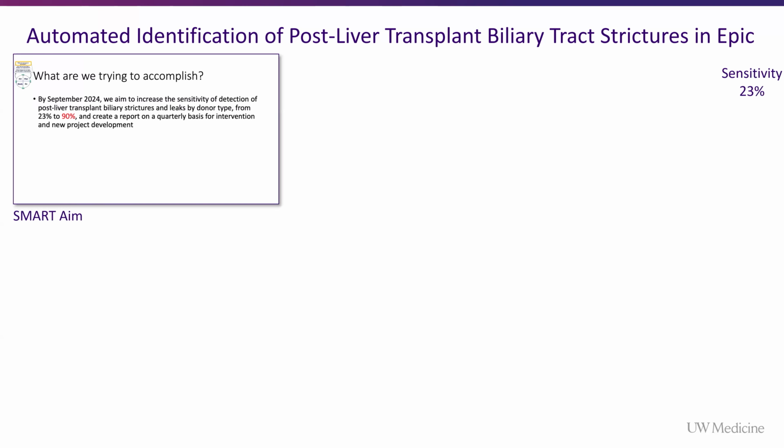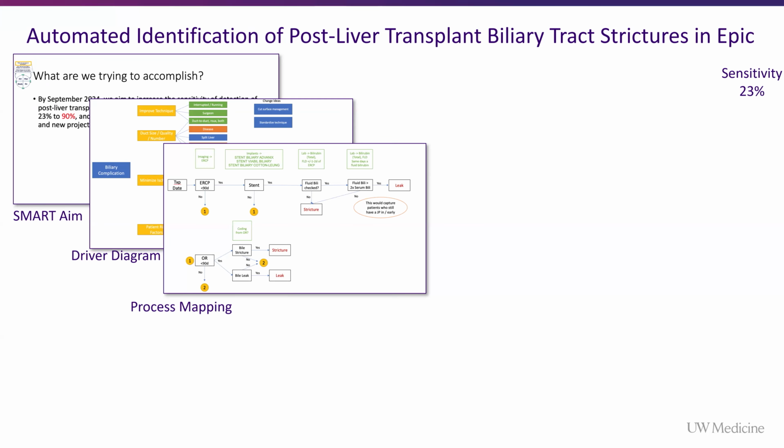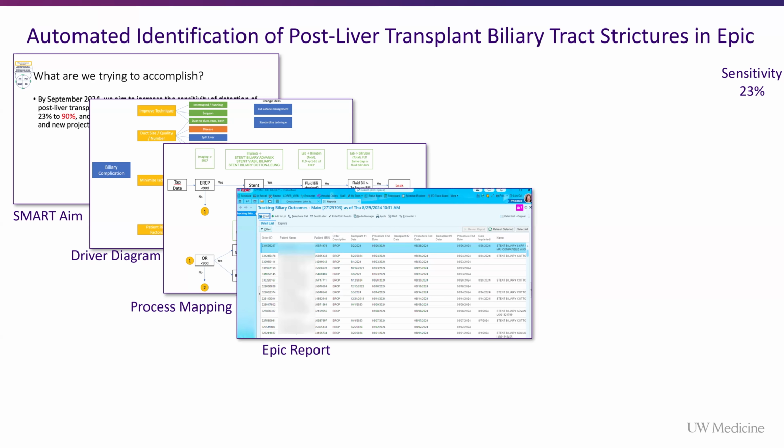So I worked on first my SMART aim and sort of did some data diving to see where we were, and then thought about different contributors to biliary complications, created a driver diagram, spent a lot of time in process mapping, thinking about how to identify folks in EPIC who've had a transplant, who've had biliary complications, and how you do that through either imaging or orders or labs. And then built a first EPIC report, and this was with the help of some of the EPIC folks.